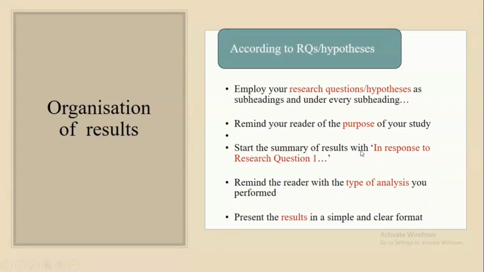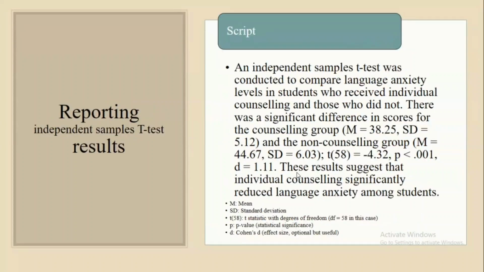Start the summary of the results with "in response to research question 1." When you divide your section using research questions or hypotheses, start with saying, in response to research question 1, a t-test or a correlation test was conducted and this was found or this was revealed. Remind the reader of the type of analysis you performed. Present the results in a simple and clear format.